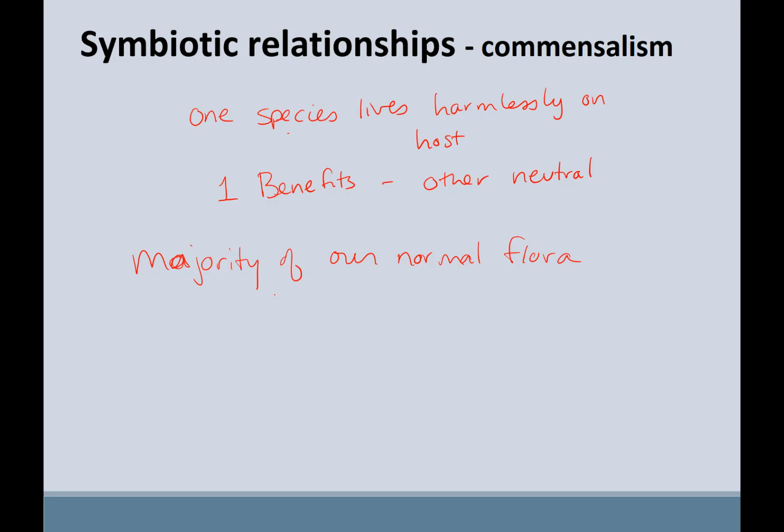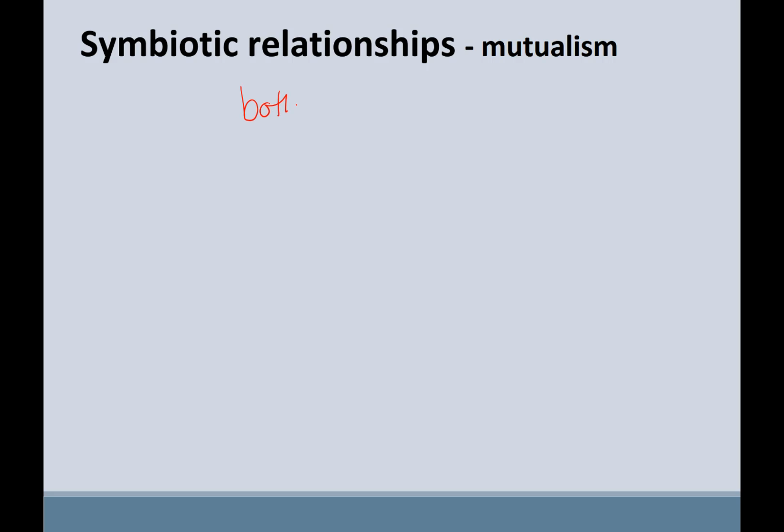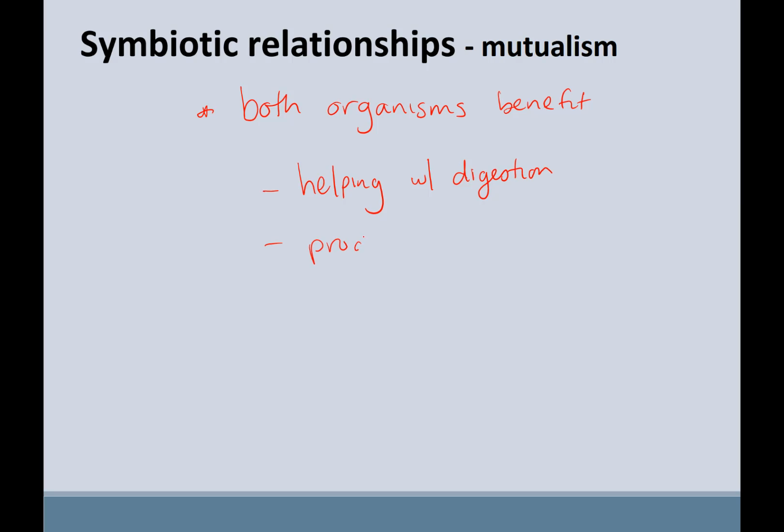Okay. Now, the next type that we're going to talk about in the next slide is called mutualism. And I'll tell you, it's a very blurry line for humans and their organisms, whether it's commensal or mutual. So in mutualism, both organisms benefit. Okay, so helping with our digestion, right? Producing vitamins for us. These are all examples of mutualistic relationships between us and our normal flora or our bacteria.